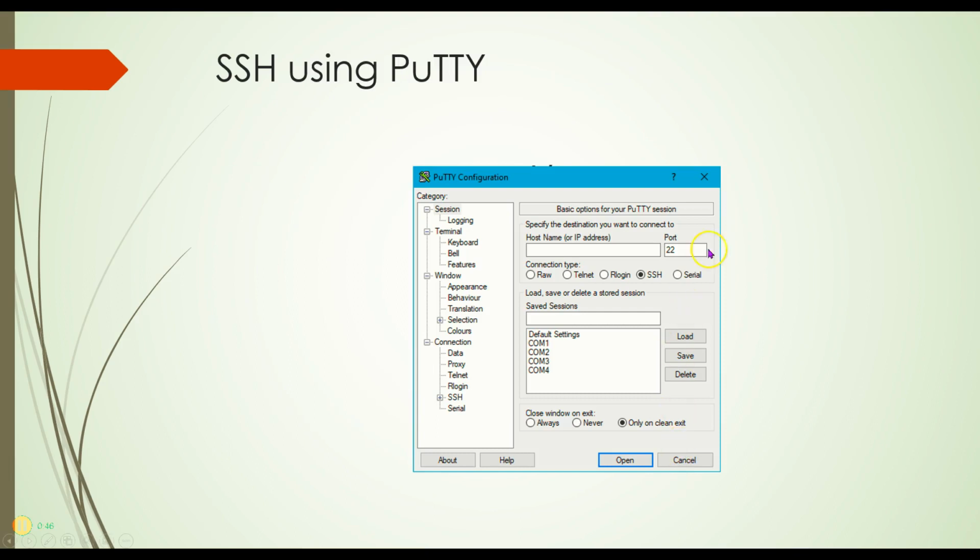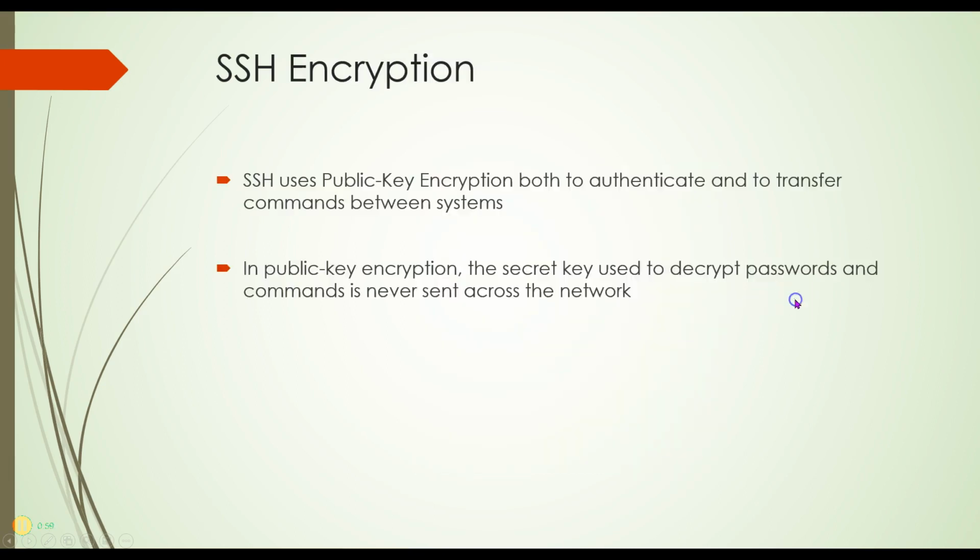Again, we have an SSH option here using PuTTY. Telnet was one option. SSH is another option that I can use in order to make an SSH connection to another machine. Now, SSH uses public key encryption. We're not going to go into great depth about public key encryption and what that means, but it uses it both to authenticate, in other words, to send the passwords, and then to transfer commands between systems.